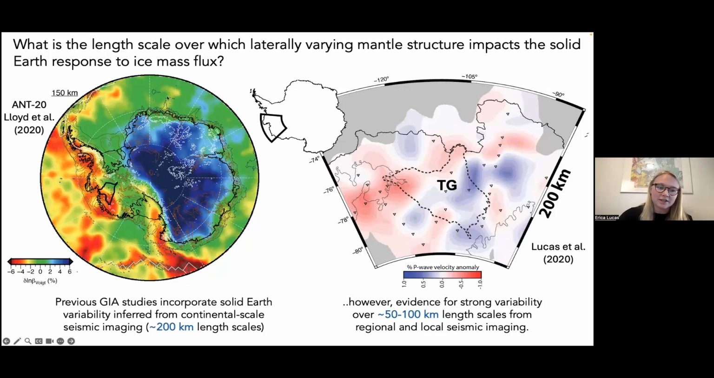So previous glacial isostatic adjustment studies have really incorporated solid Earth structure variability inferred from continental scale seismic imaging. So this is an example of continental scale imaging of the entire Antarctic continent from Lloyd et al. 2020. And here they're really only capturing variability at 200-kilometer length scales. However, for my work, there is evidence for strong variability over 50 to 100-kilometer length scales.